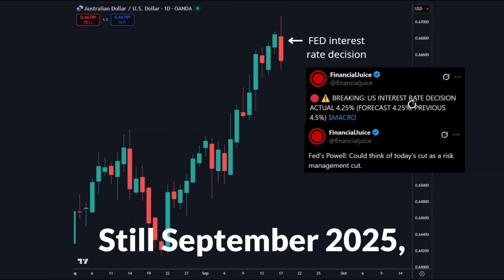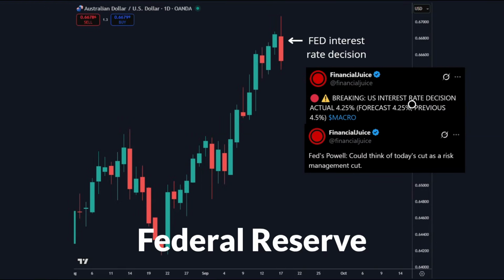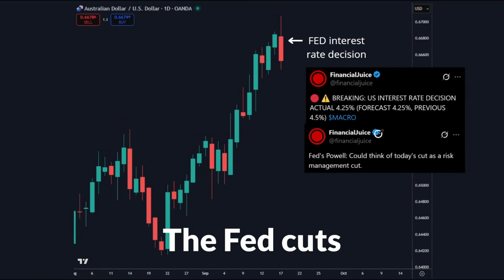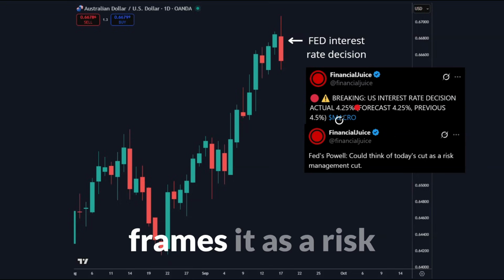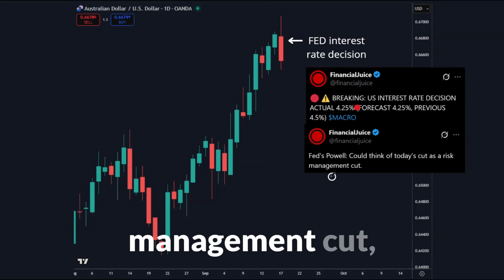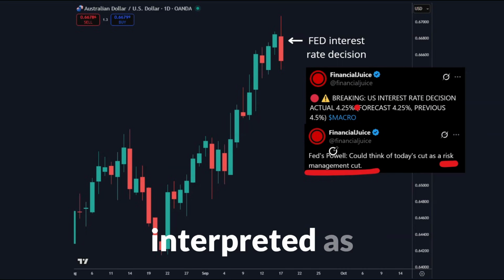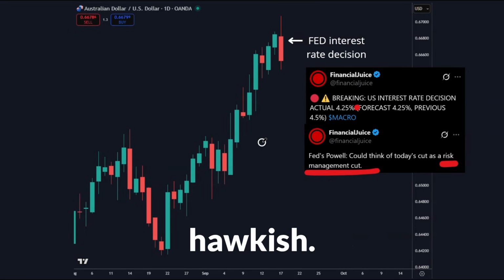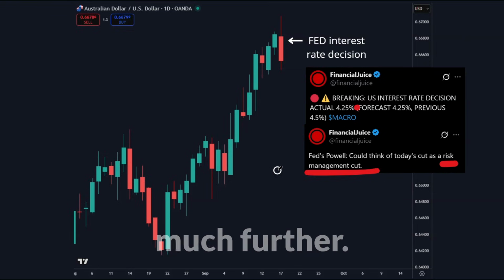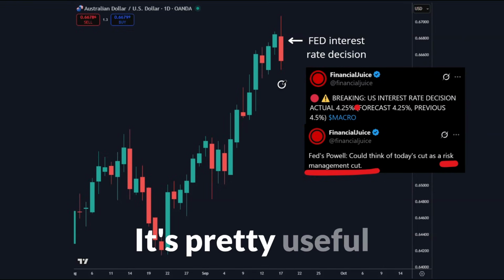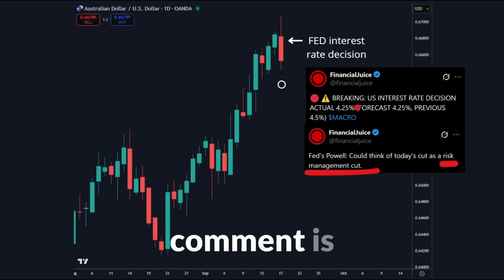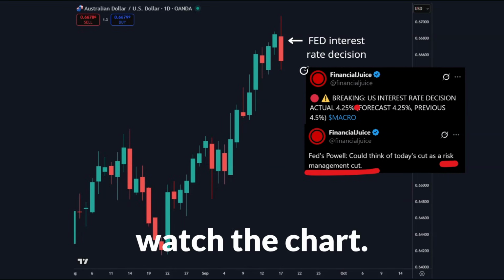Now let me show you another example. Still September 2025, but this time it's Federal Reserve decision day. The Fed cuts interest rates by 25 basis points, but Powell frames it as a risk management cut, which the market interpreted as pretty much hawkish. It almost made everyone think that they were not going to cut rates much further. But again, that's not necessarily the point here, because watch the chart.